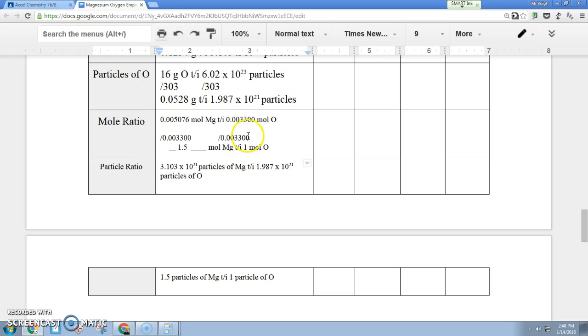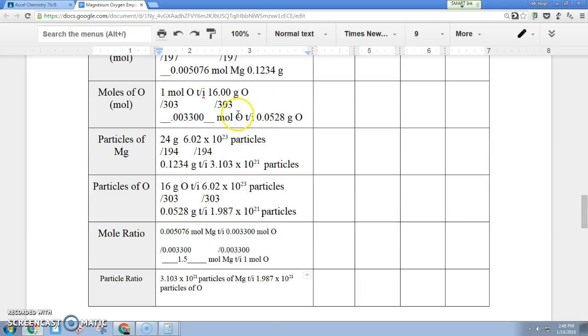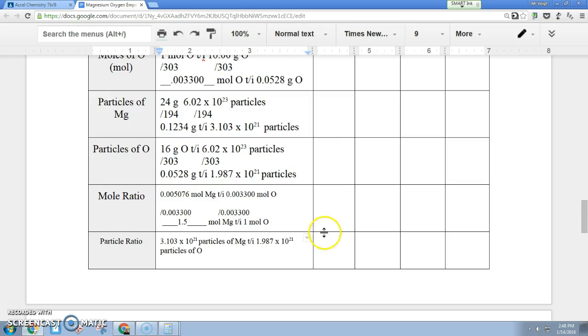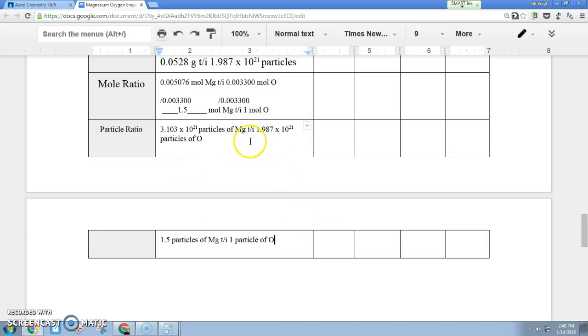So this should make sense because we know that 1 mole of oxygen has the same number of particles as 1 mole of magnesium. So when we simplified both of them, basically, we ended up with the same mole ratio.